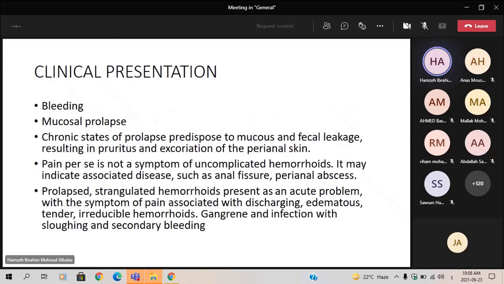The clinical presentation of piles most likely includes bleeding and mucosal prolapse. Chronic cases may have prolapse of the mucosa outside with fecal leakage, resulting in pruritus and excoriation of the perineal skin. Pain may be present, especially with an external hemorrhoid. A prolapsed or strangulated hemorrhoid presents as an acute problem with pain, discharge, edema, a tender irreducible hemorrhoid, gangrene, infection with sloughing, and secondary bleeding.